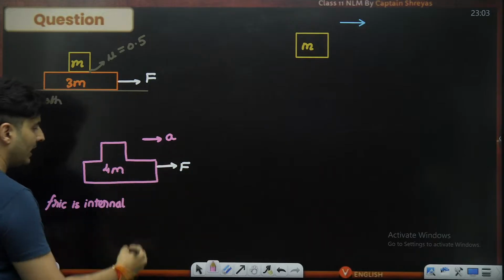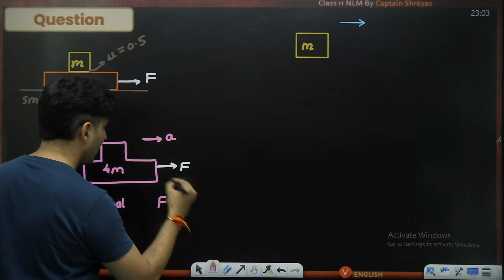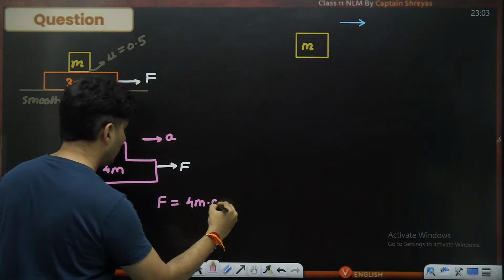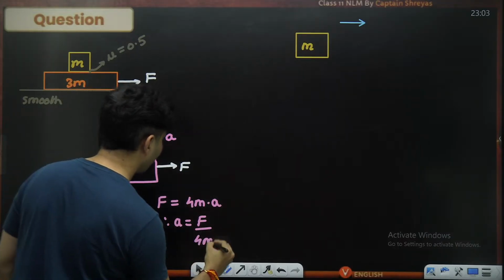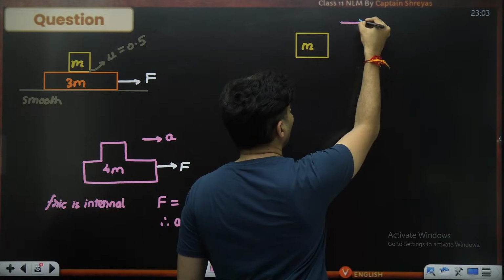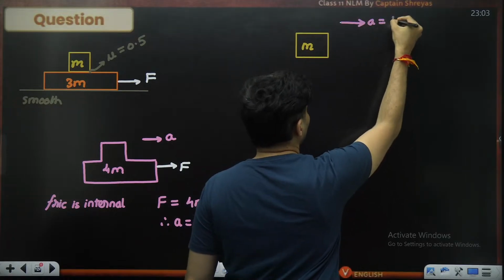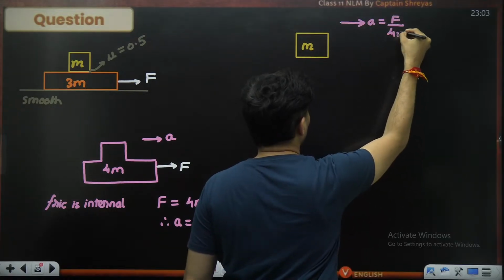In the horizontal direction, there is only one force and the whole mass is 4m. It will accelerate. So quickly I got the acceleration as F by 4m. So I already know how much that acceleration is, which is F divided by 4m.